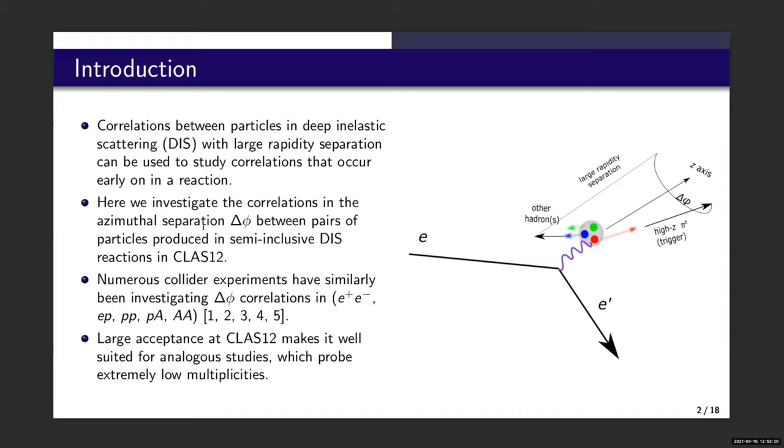Here we investigate the correlations in the azimuthal separation, delta phi, between pairs of particles produced in semi-inclusive DIS reactions in CLAS12 at JLab. Numerous collider experiments have similarly been investigating delta phi correlations in e+e-, ep, pp, pA, and AA reactions. I have references here. Those include ALEPH, HERA, and CMS. And the large acceptance of CLAS12 makes it well suited for analogous studies, which probe extremely low multiplicities.